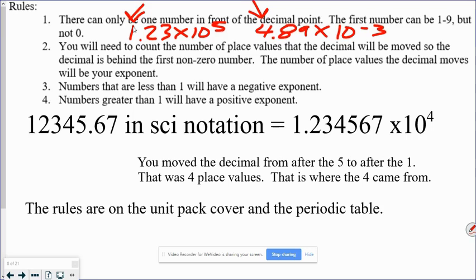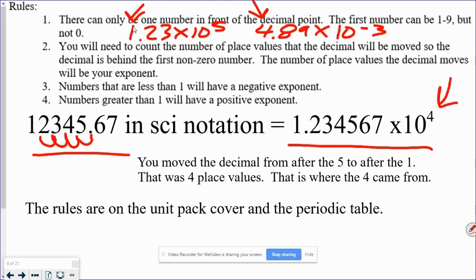Second, you need to count the number of place values the decimal will be moved, so the decimal is behind the first non-zero. The number of place values the decimal moves is your exponent. If we look at this example right here, this is scientific notation. How many spots did I need to move the decimal point? I needed to go 1 spot, 2 spots, 3 spots, 4 spots. So that's where this 4 comes from. I had to move it 4 spots, and that's where the exponent 4 comes from.